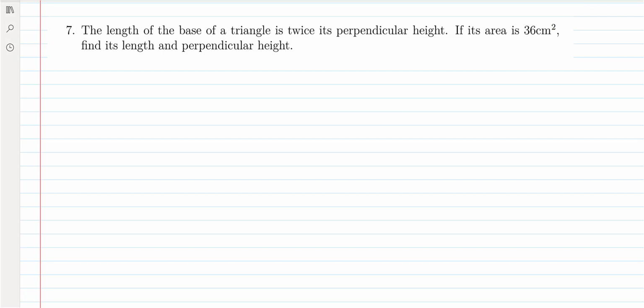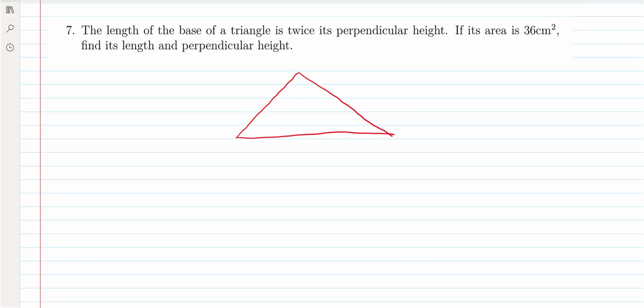Question 7. The length of the base of a triangle is twice its perpendicular height. If its area is 36 centimeters squared, find its perpendicular height. A good start with a question like this is to draw a sketch first. So let's draw a sketch of a triangle. We have something like this.